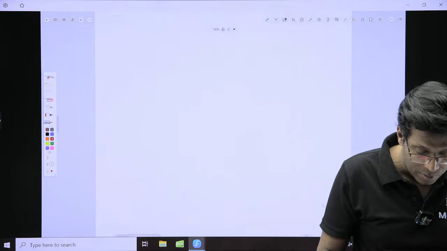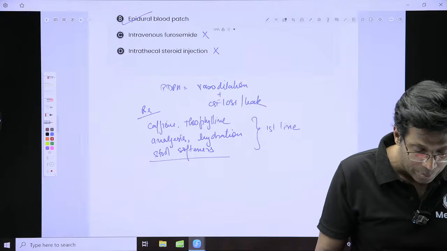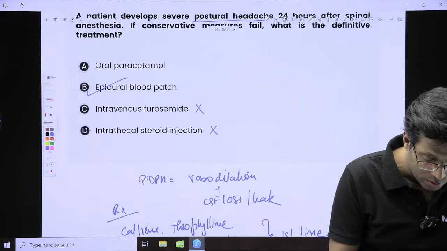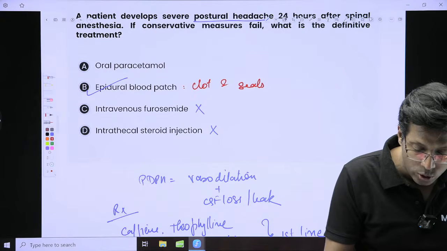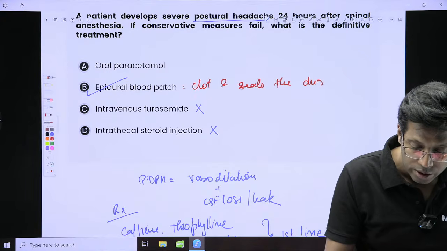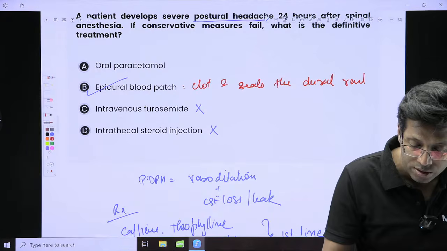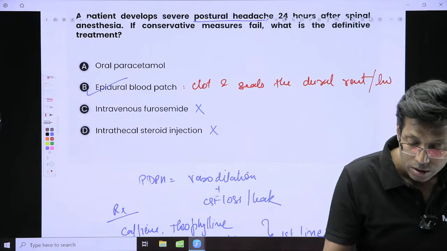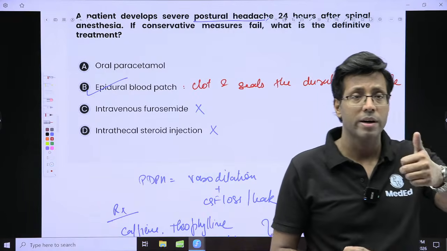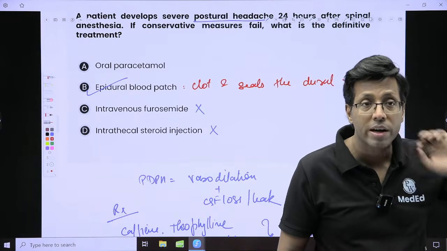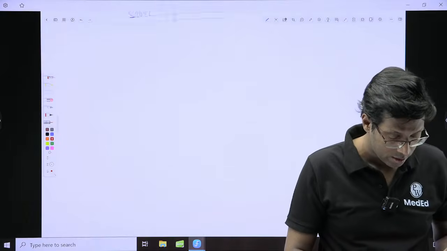So the last treatment is the epidural blood patch, and this epidural blood patch forms a clot. It forms the clot and seals the dural rent, the hole from where the CSF was leaking. Okay? Clear? It stops the CSF leak. Correct, absolutely correct. Correct answer there, Dr. Digendra Pal.